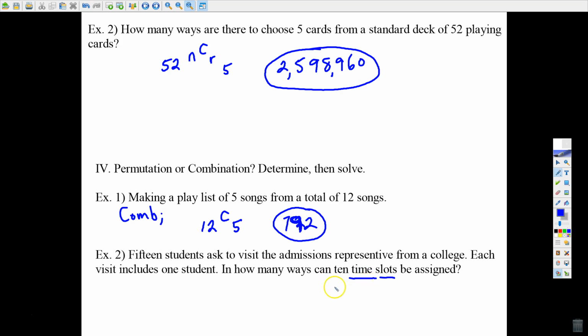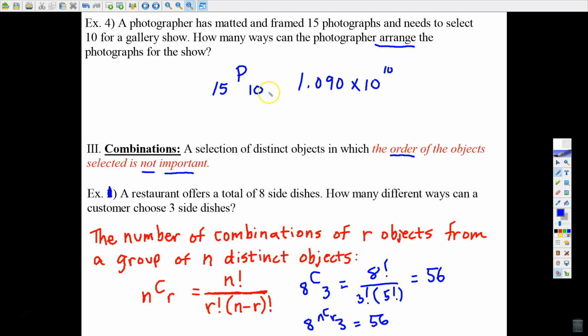I mean, we're going to have someone come in first, maybe at 10 o'clock, and then someone comes in second, maybe at 10:30. So once again, sometimes you're going to have to read between the lines and ask yourself, is this an arrangement of people or objects, or is it merely choosing a certain number out of a big group? And this is definitely going to be an arrangement because we're talking about time slots. So in your calculator, you can do 15 nPr, and then we have 10 students being arranged at a time. And we came up with this actually in example number 4, so that is your answer again.